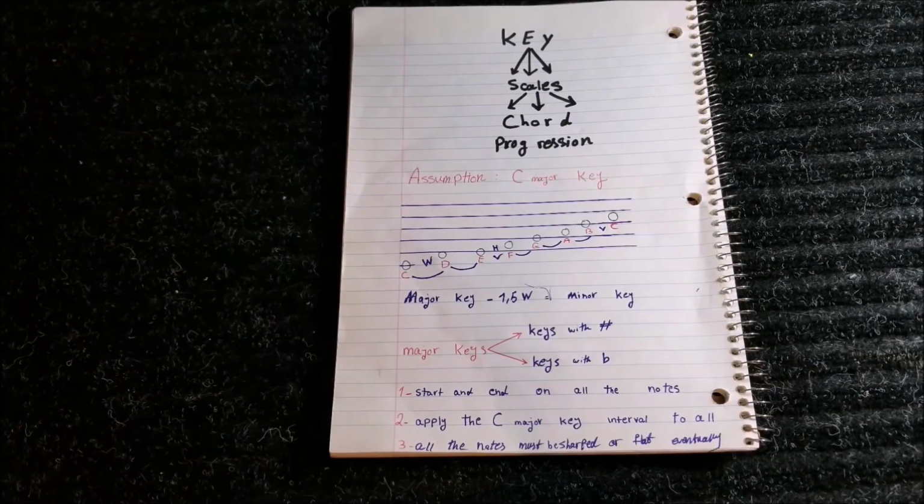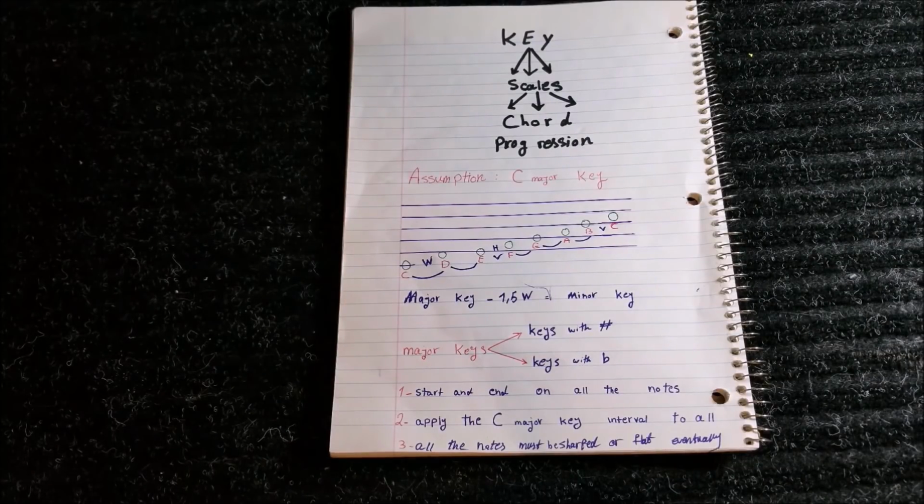Now, in music, you have a key. That key gives you a series of notes which are allowed in that key. Based on those, you will create different scales and then chord progressions. Now, the method that I'm going to be using for explanation is pretty mathematical and logical.